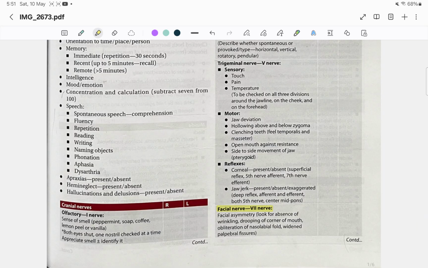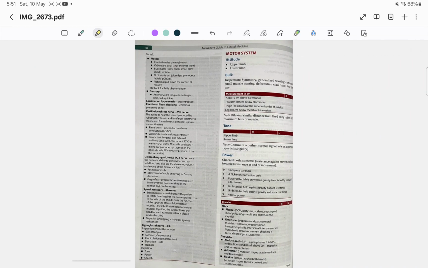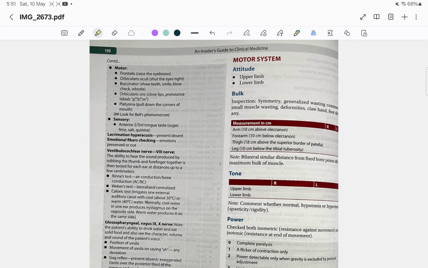First thing you have to understand: if the facial nerve is gone, your facial symmetry is gone. So if the patient has facial asymmetry, that means the facial nerve is involved. The angle of the mouth will deviate toward the normal side. First you have to see the symmetry, then the motor function. Frontalis: ask the patient to raise the eyebrow with resistance. If the patient is raising the eyebrow, you have to push it down. So you have to check the power also. This is how you check the power.